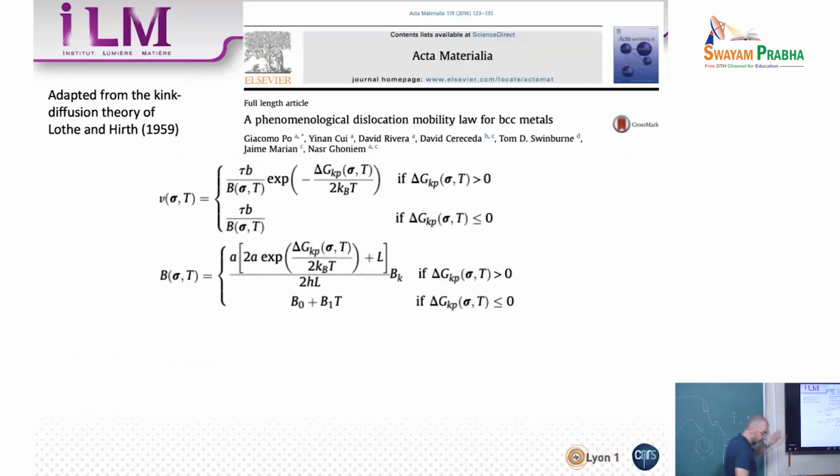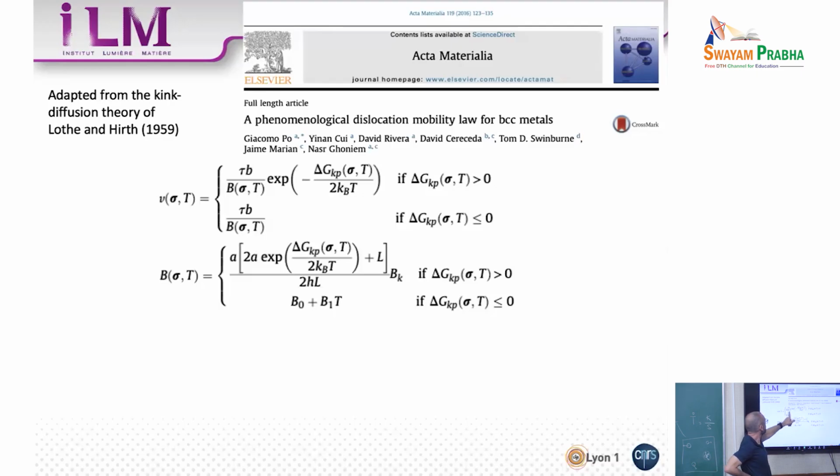Now, there have been works in the past to develop velocity laws. In my opinion, the most advanced model was developed by Giacomo Po and many others, including Jaime Marian. And this is the law that they came up with. So you have the velocity, and you have two regimes depending on whether there is a kink pair formation, a positive barrier for kink pair formation or not. If there is a barrier, then we find again this exponential minus delta G over kT that we talked about yesterday.